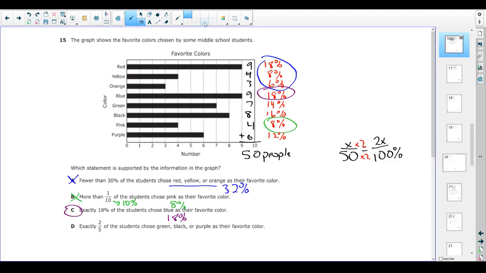And the last one, just to be thorough, exactly 2 fifths, and 2 fifths is 40%. Shows green, black, or purple, which is the remaining 3 numbers here. So that's 30% plus 12, that's 42%. That is not correct. So questions like this just take a little bit of time. Not too much difficult math.